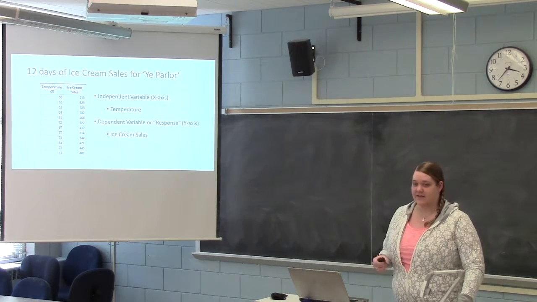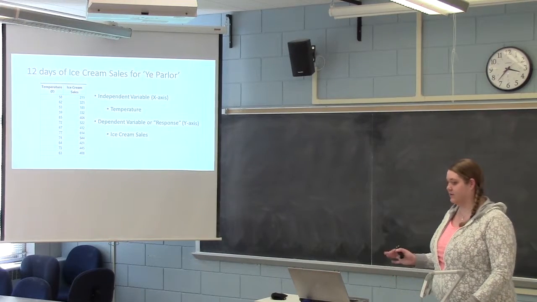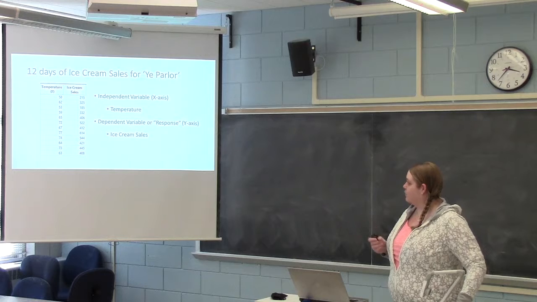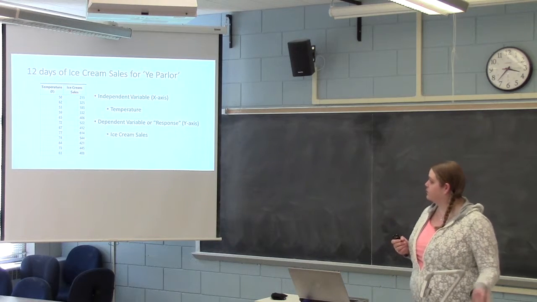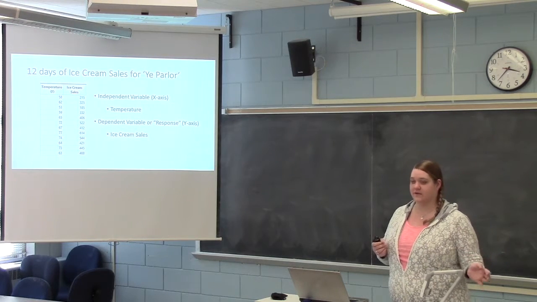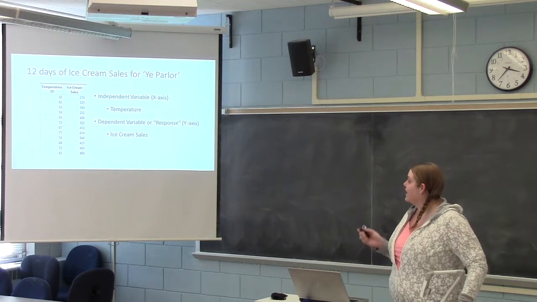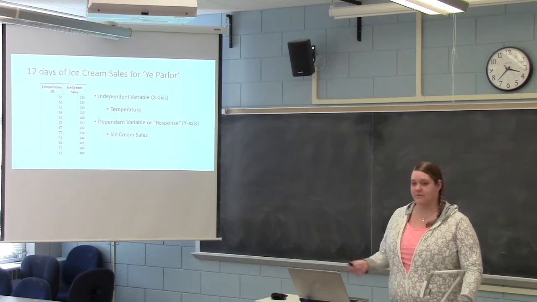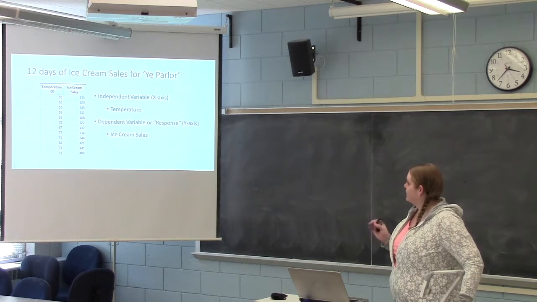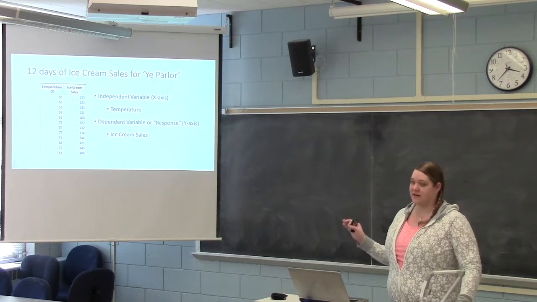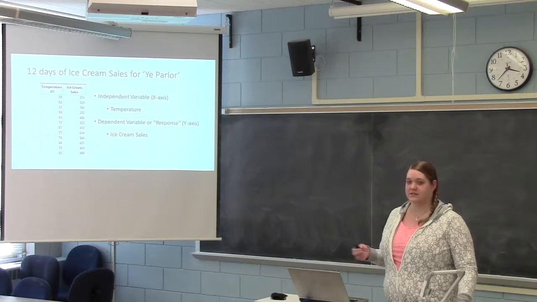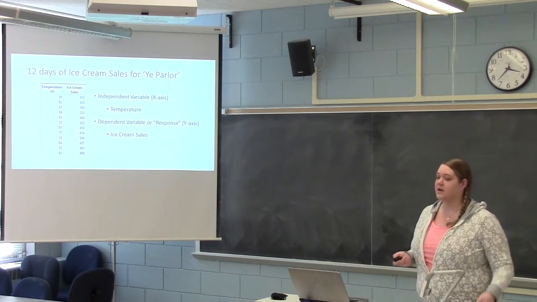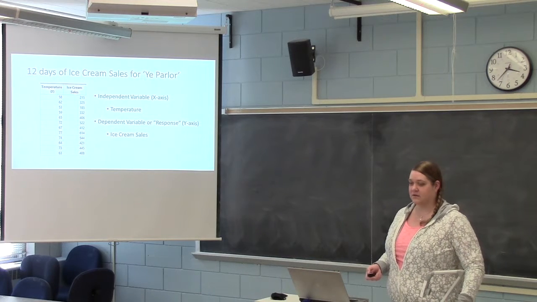So now I'm going to talk about my example. I found an easier example online than the one I came up with, so I went with it. What they're trying to do here is look at 12 days of ice cream sales for, we'll call it Yee Parlor. And the independent variable on the x-axis will be our temperature over those 12 days. And they want to see if the temperature outside changes their sales for ice cream, which is why ice cream sales would be on the y-axis.